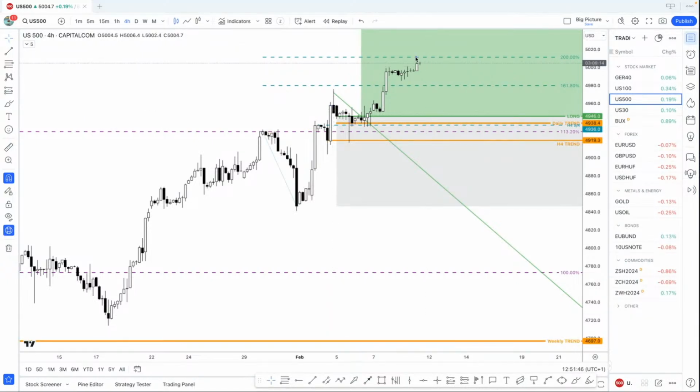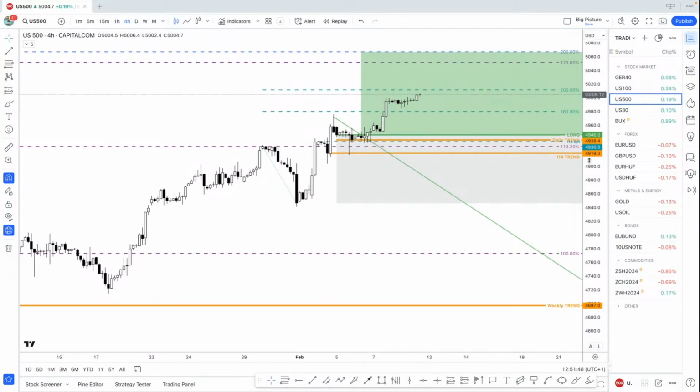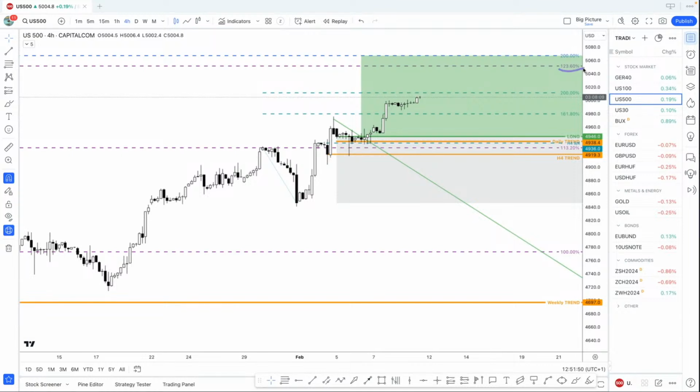Right now, we are heading towards the 4 hour 200 level, and in the longer term, we are heading towards the weekly 123.6 and the daily 200. So right now, this is my midterm target zone. We may see the price, of course, still today. It's Friday, so it can happen. But if not today, we can see moves like this, and slowly it reaches this target.